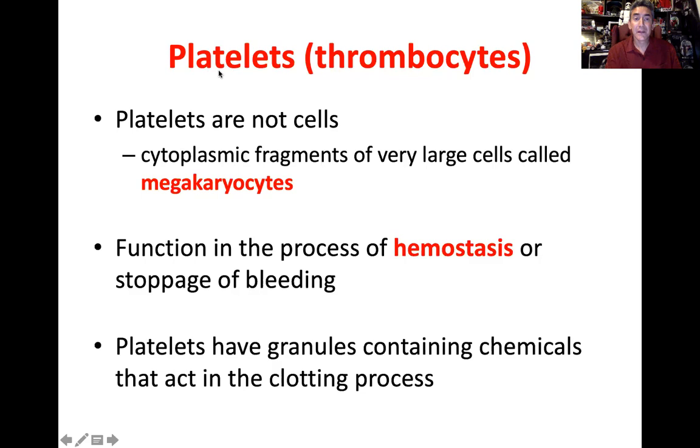So we initiate discussion by emphasizing that platelets are not complete cells. They are considered formed elements, but they're not actually complete cells. They are fragments of cells. They're cytoplasmic fragments of a very large cell called megakaryocytes. So important for the homework. Your megakaryocytes are the precursors then to the red blood cells. They're also precursors to the white blood cells and now to the platelets.